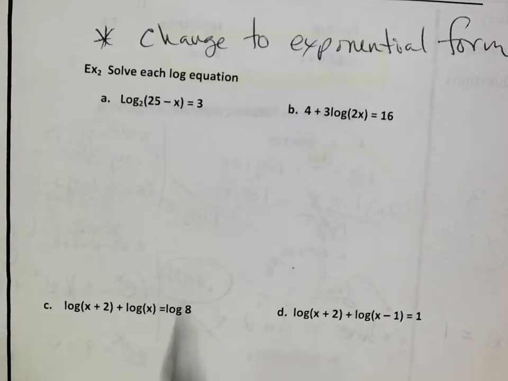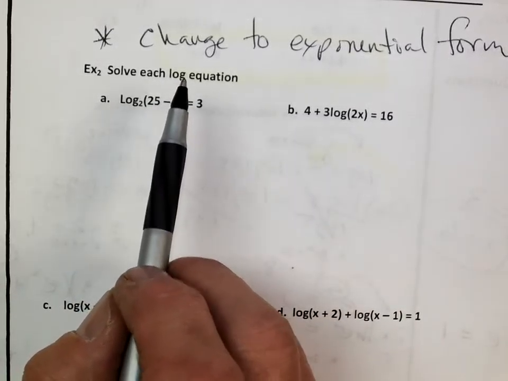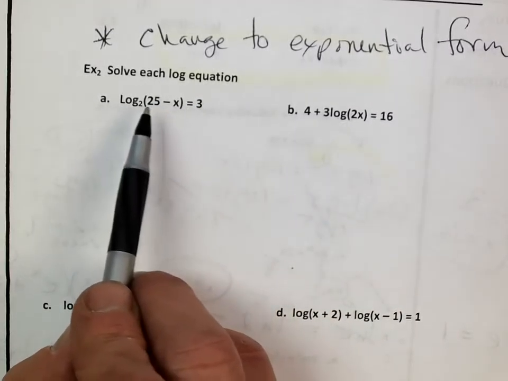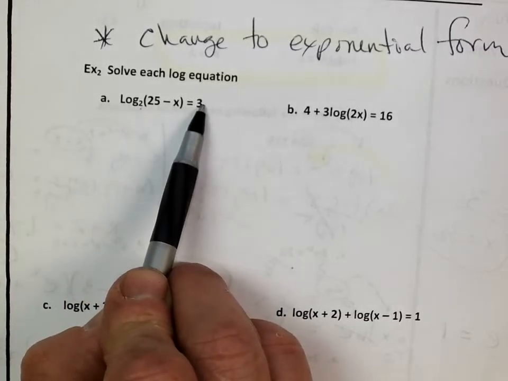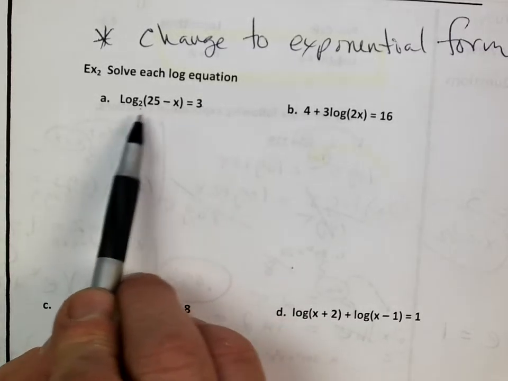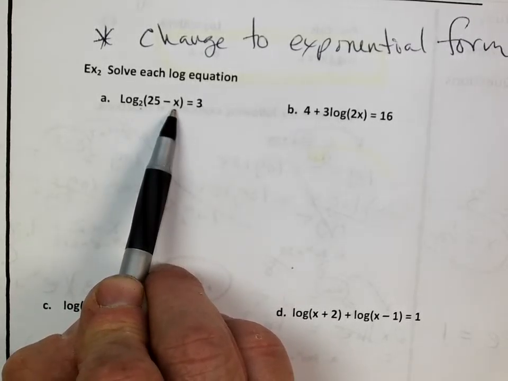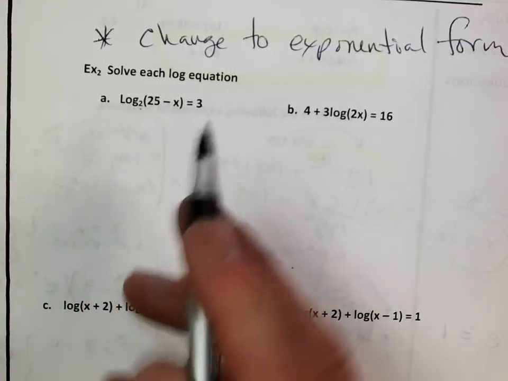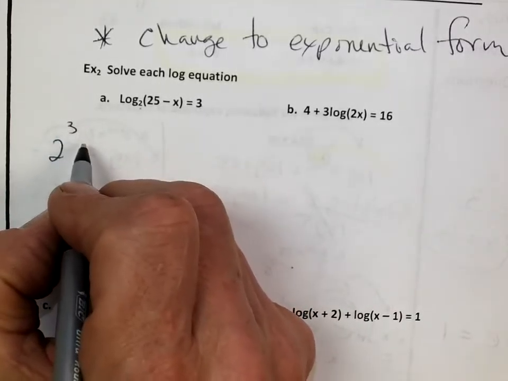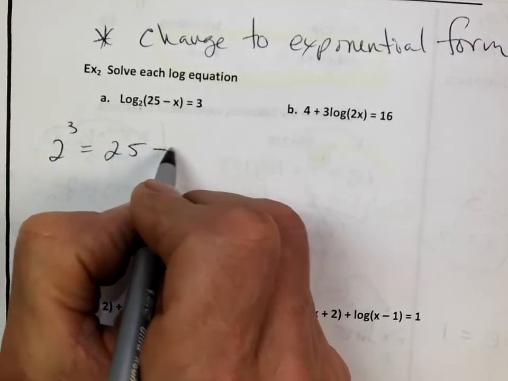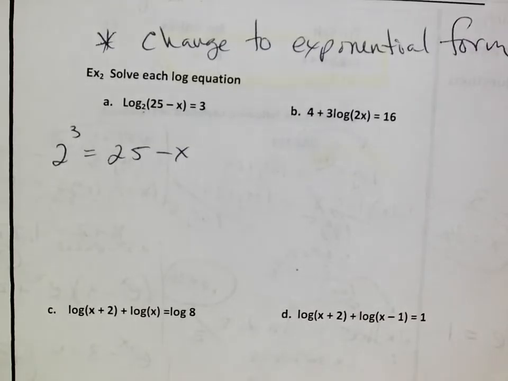Right off the bat, I want everybody to watch. It's easy. 2 to the third power equals what's inside. I'll say it again. 2 to the third power equals what's inside. That's how you change it to exponential form. So I go 2 to the third equals 25 minus x. I am only using this rule: log form, and I change it to exponential form.